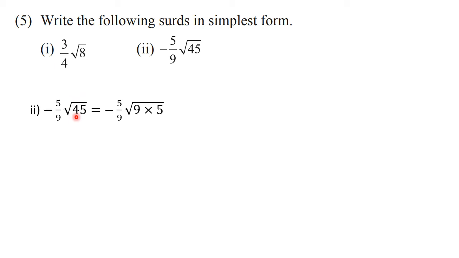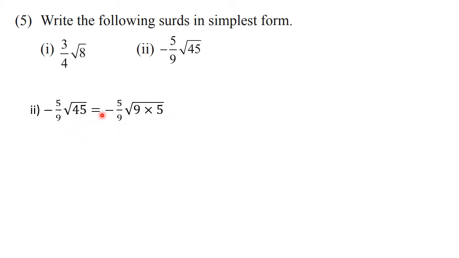So this 45 we are going to split in such a way that one factor should be a perfect square. So 45 we can write as 9 into 5. 9 fives are 45 and 9 is a perfect square. Don't split it like 15 into 3. It's of no use because 15 is not a perfect square, 3 is not a perfect square. We have to split in such a way that one factor should be a perfect square. So 45 we have to split as 9 into 5.